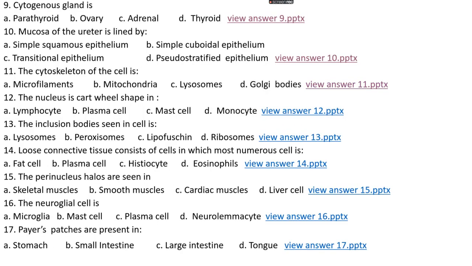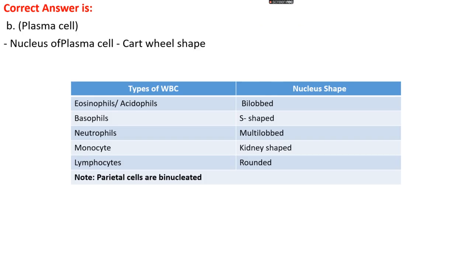Question number 12. The nucleus is cartwheel shaped in: option A, lymphocyte; option B, plasma cells; option C, mast cells; option D, monocytes. The right answer is option B, plasma cells. The nucleus of plasma cells is cartwheel in shape. Let's see the different types of WBC along with their nuclear shape. Acidophils or eosinophils have a bilobed nucleus.